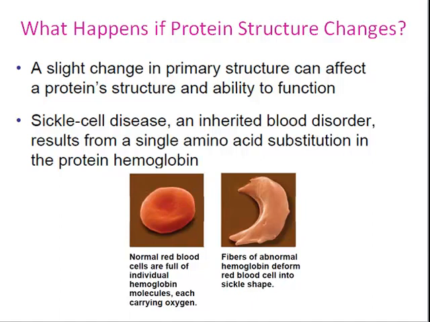So on the left, you'll see a normal red blood cell, which is full of individual hemoglobin molecules, each carrying oxygen. On the right, you'll see the sickle-shaped red blood cell, where the fibers of abnormal hemoglobin deform the red blood cell into a sickle shape. This can cause major health problems for the person affected by sickle cell anemia.